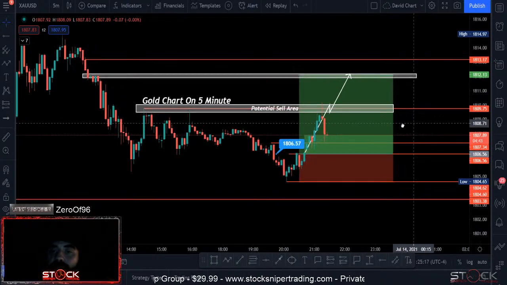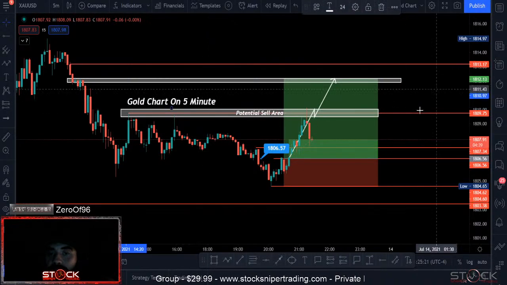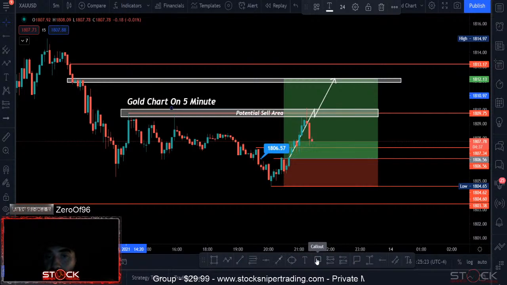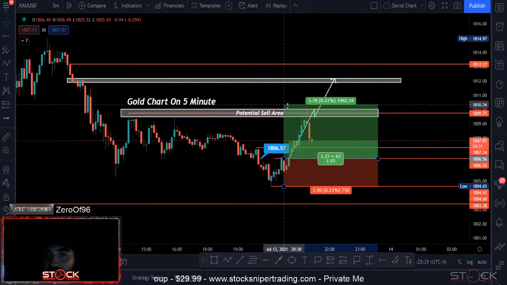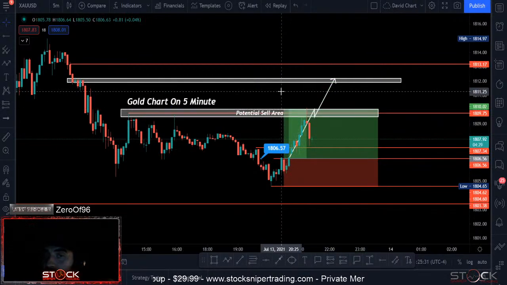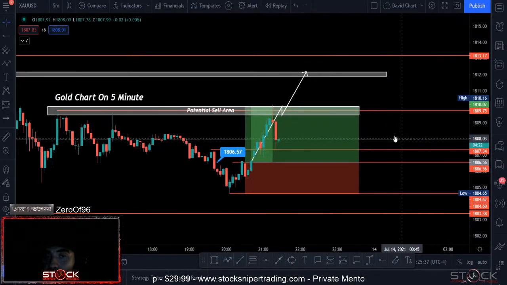Okay. So remember, patience. Like I said, if you missed this buy, price didn't even get all the way up there. Remember, it just made it to there. All right, so we're at a key area right now. A little bit of indecision happening.